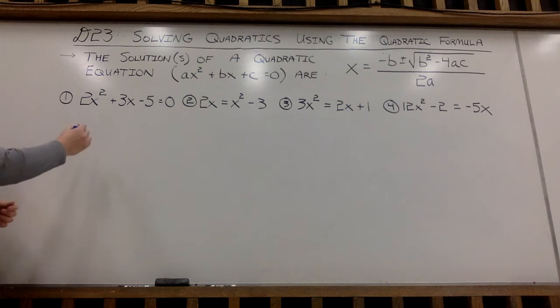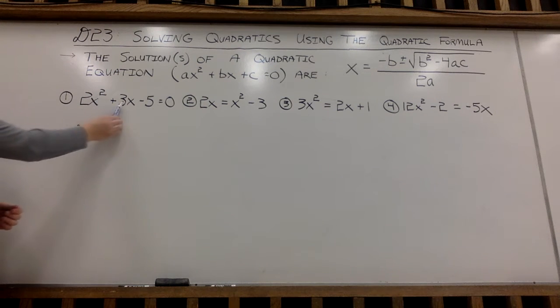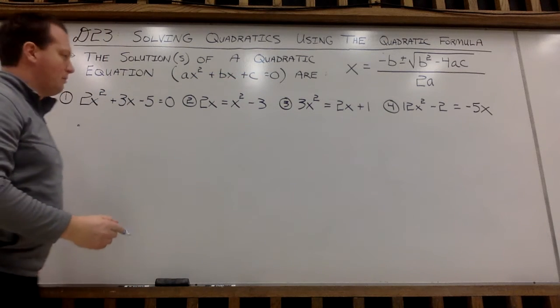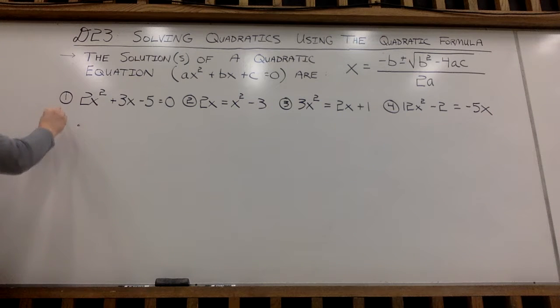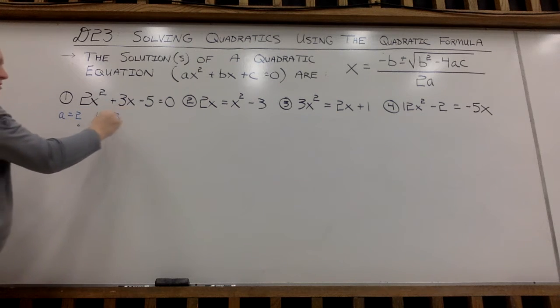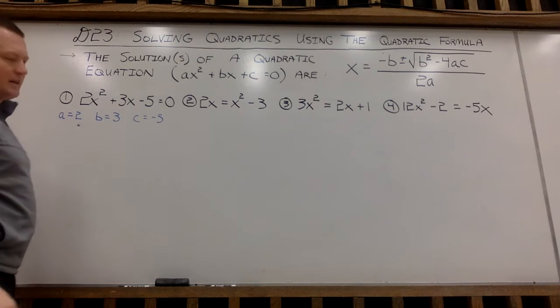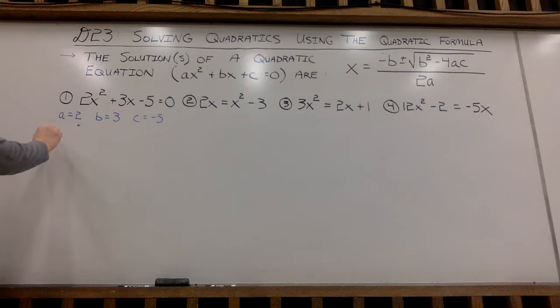So as I look at example 1, I've got 2x squared plus 3x minus 5 equals 0. So I am in the correct form. I'm just going to write down here, a is 2, b is 3, and c is negative 5. So I've got my a, b, c values. So I'm going to find my solutions by taking the opposite of b, and then here's this plus minus. We'll talk about that here in just a second.